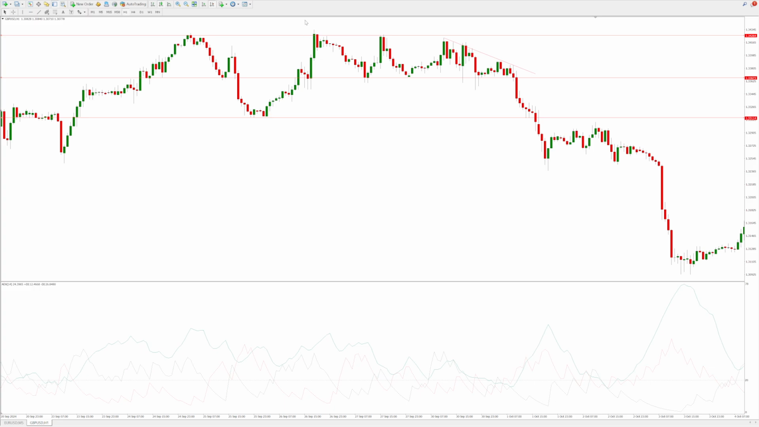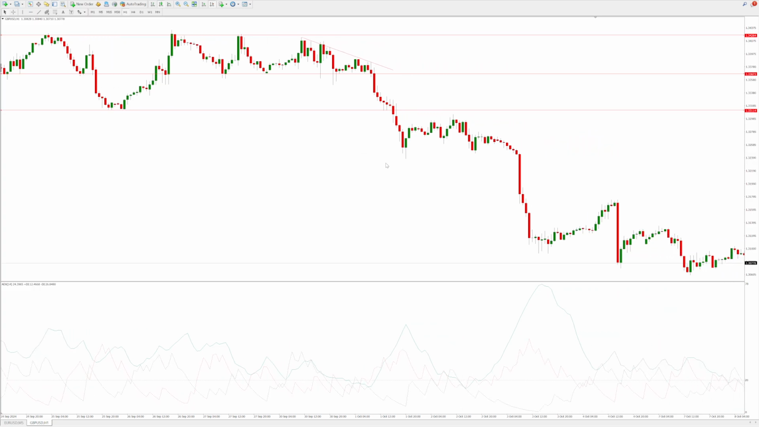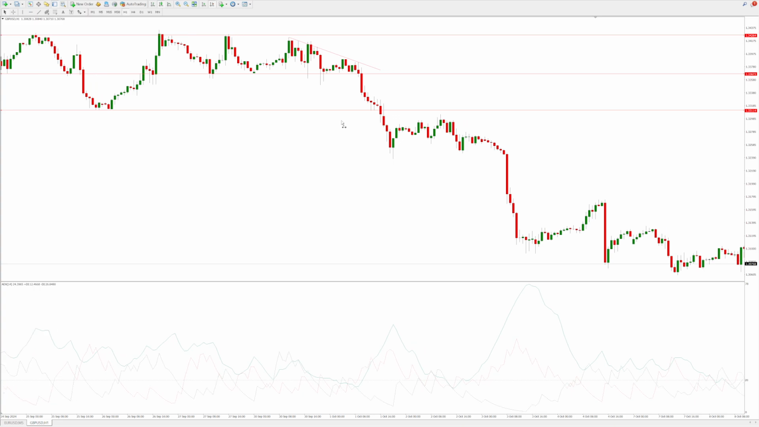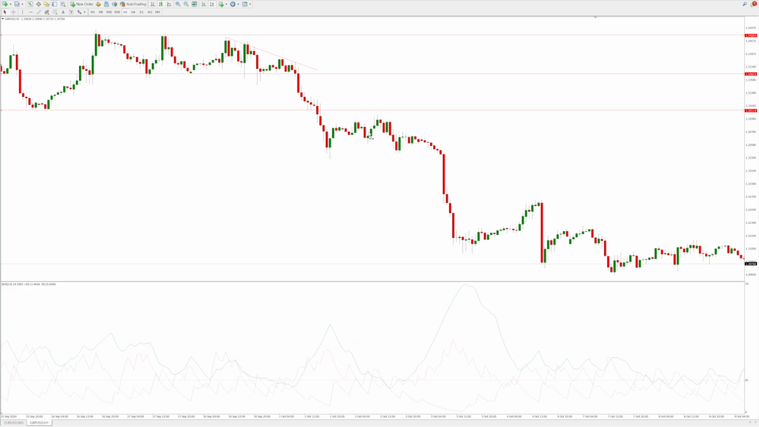Triple top, 1, 2, 3. Just make sure you confirm. I'd look to confirm trades with, whether that's other indicators, price action analysis, support and resistance, obviously, and have good money management.